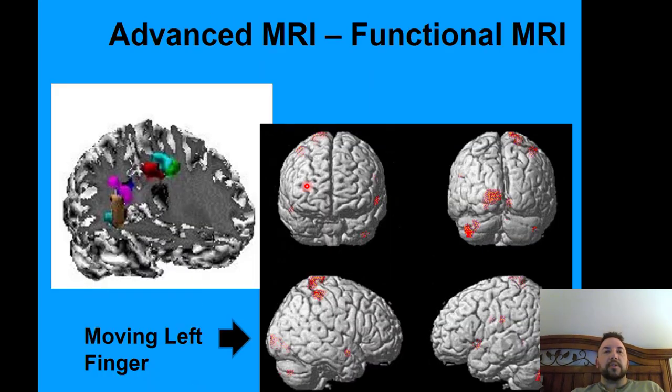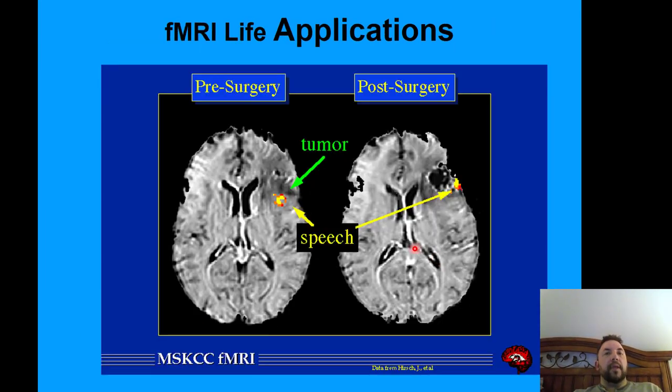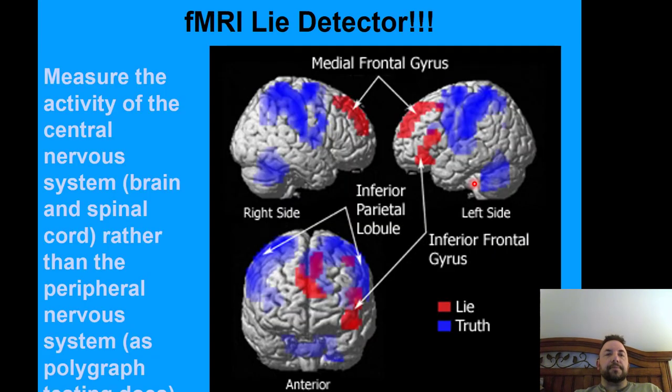Areas where we can establish activation. Patient that's moving the left finger, there are areas that are going to be activated during function. Pre-surgery versus post-surgery, the areas where speech is found. So if you do this pre-surgery, you're going to tell that doctor when they take out that tumor, don't touch these spots, so that post-surgery, their speech functions or functionality remains intact. This is a huge application.